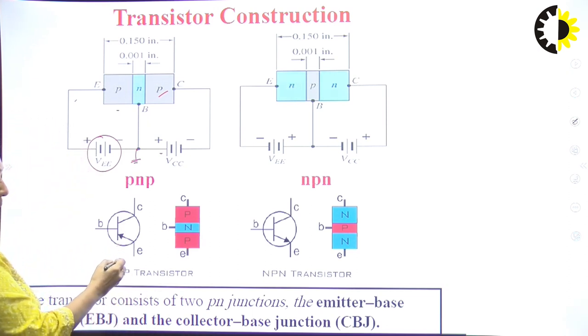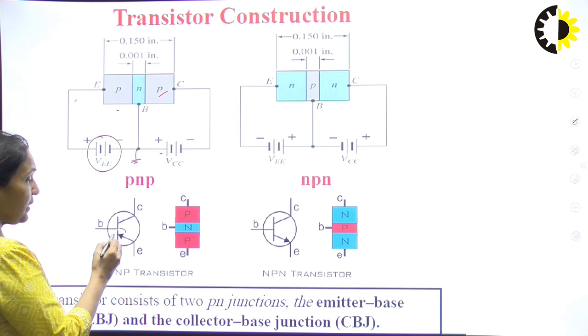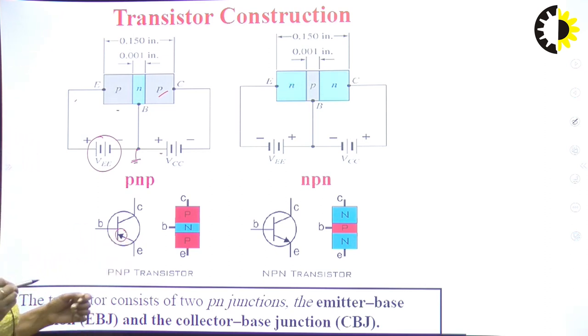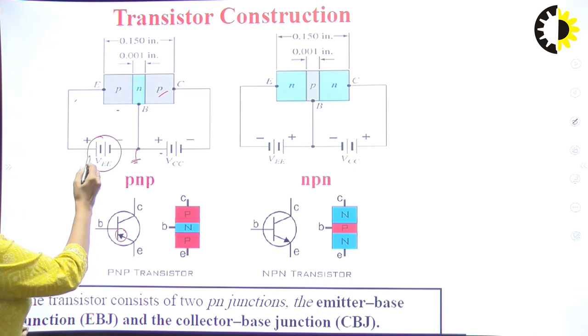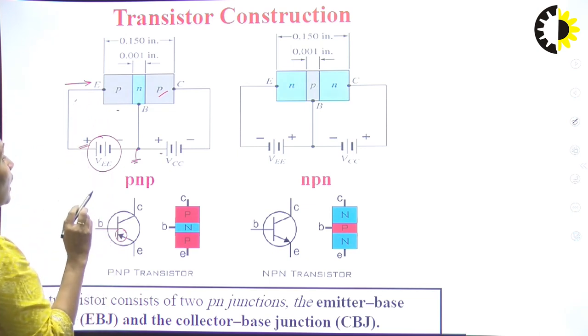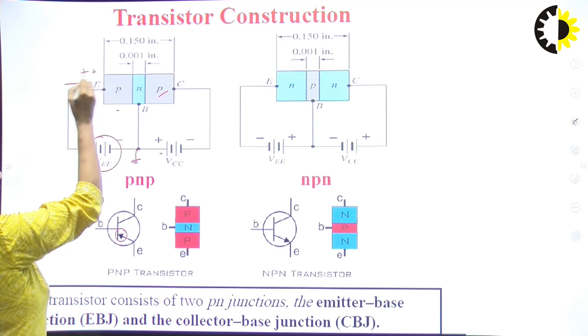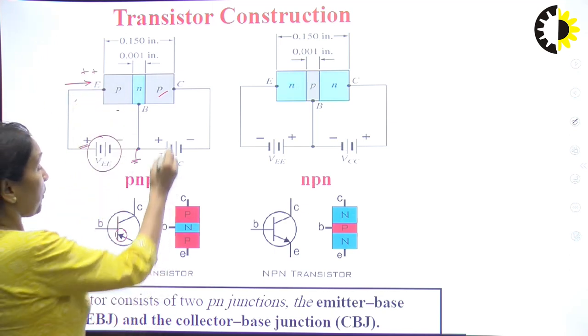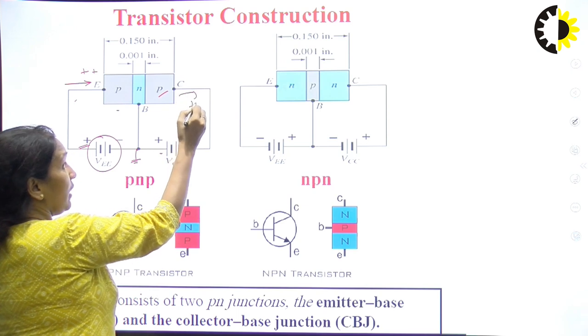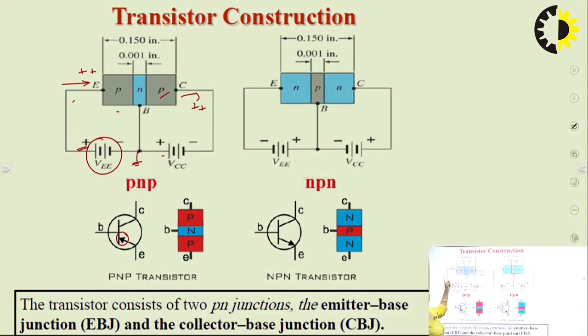So this is the symbolic representation of PNP type of transistor. This arrow represents the direction of the current in the circuit. Here we can understand that because of this positive terminal, it pushes the holes towards the junction. So all the holes are moving towards the junction, and this negative terminal will collect the holes towards the negative terminal of the battery. So this is how your charge carriers, that is the holes, which are the majority charge carriers, are moving in this direction.